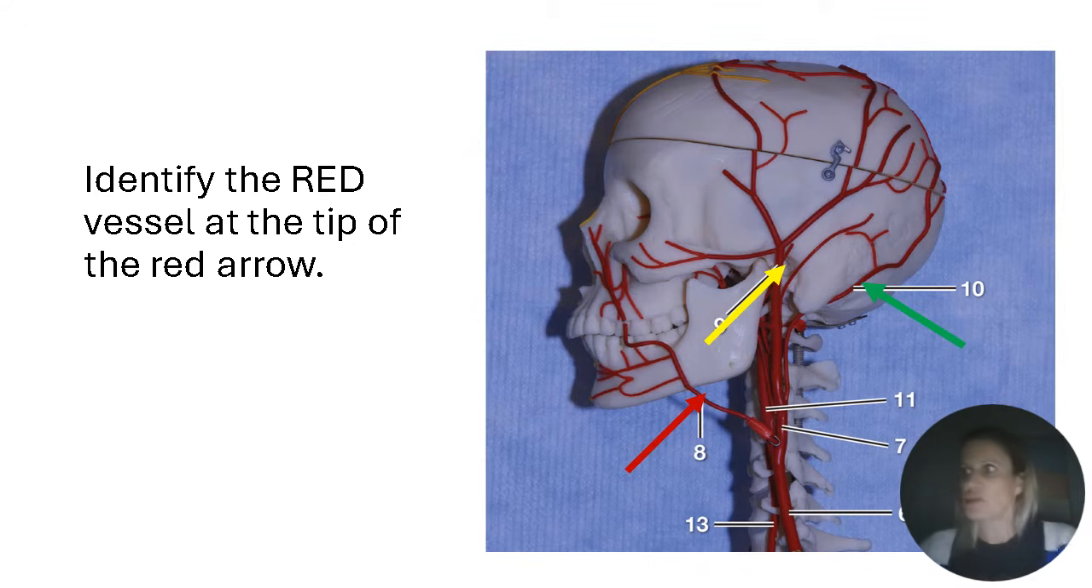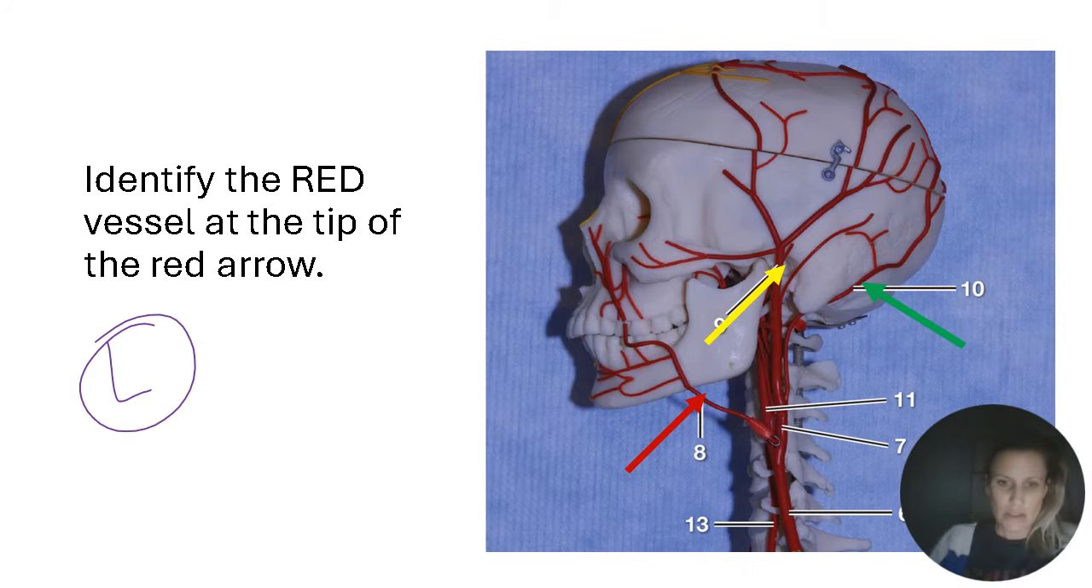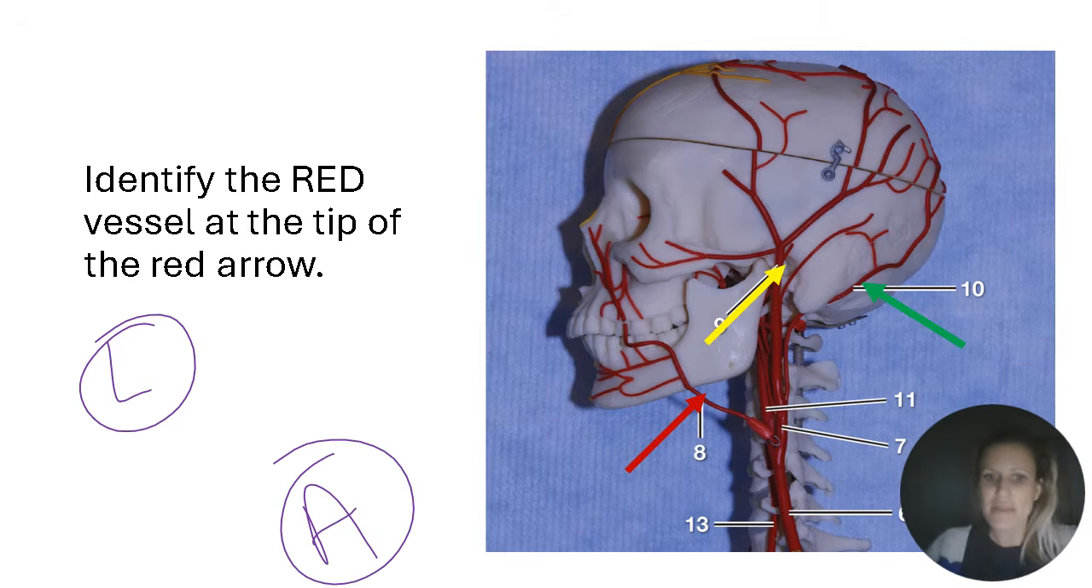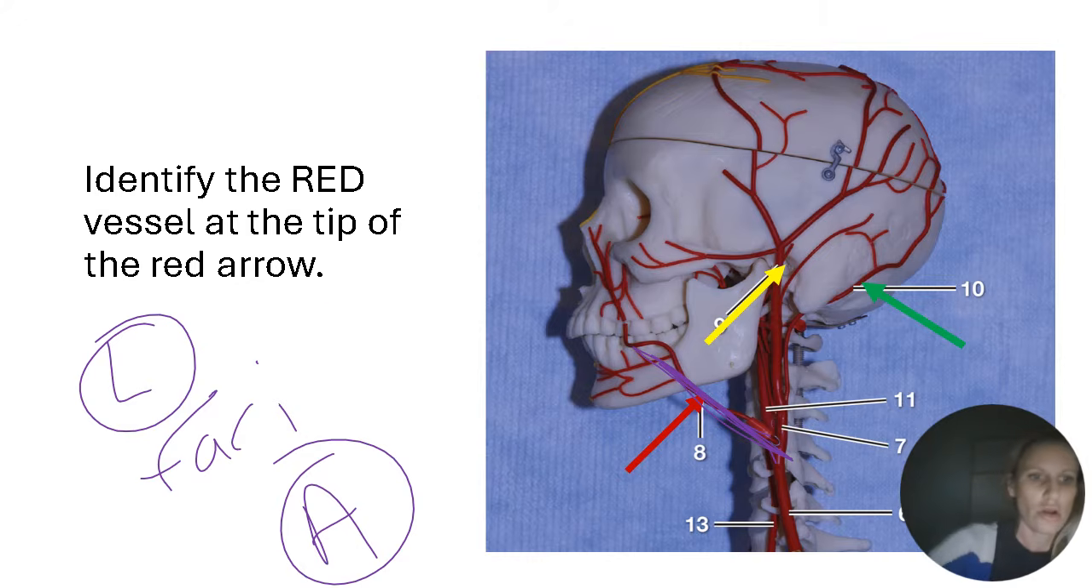Okay, we've seen this picture before. Now we're going to identify a different vessel though. Identify the red vessel at the tip of the red arrow. Remember, we said we were looking at the left side of the skull, and the red vessels are arteries. The one that's at the tip of the red arrow is the one that's going to the face. So that's the left facial artery.